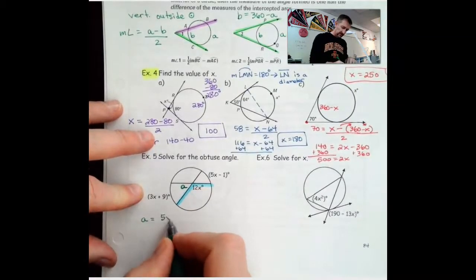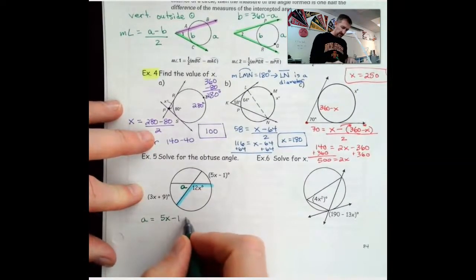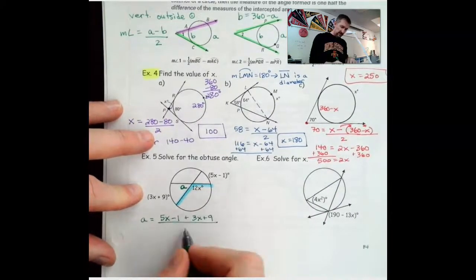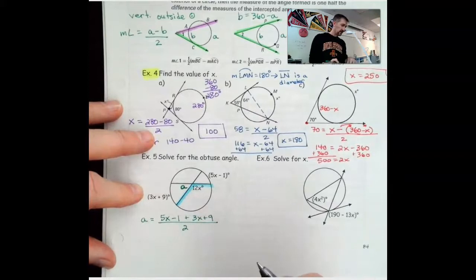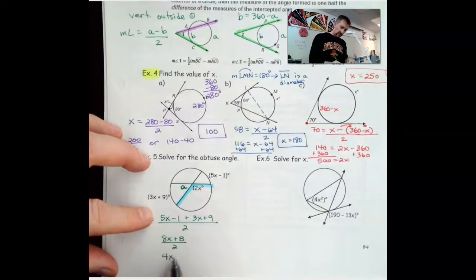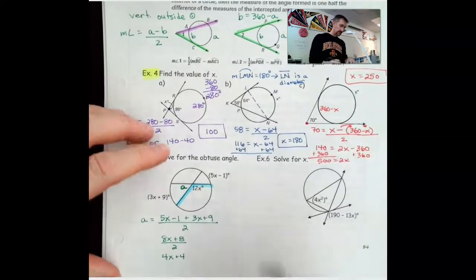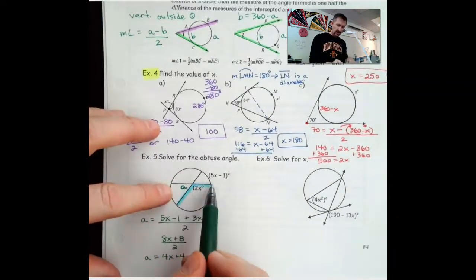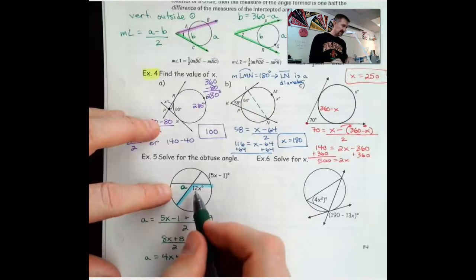Now, I really would like to add like terms in my head right there, but I won't. So they're the two arcs divided by 2. Okay? So this would be 8x plus 8 over 2, which would be 4x plus 4. So that's what A equals. Now, if you look here, these two angles form a linear pair, which means they're supplementary. We mentioned that earlier. So this plus this equals 180.